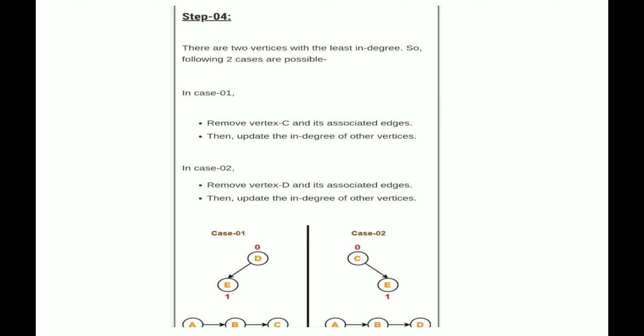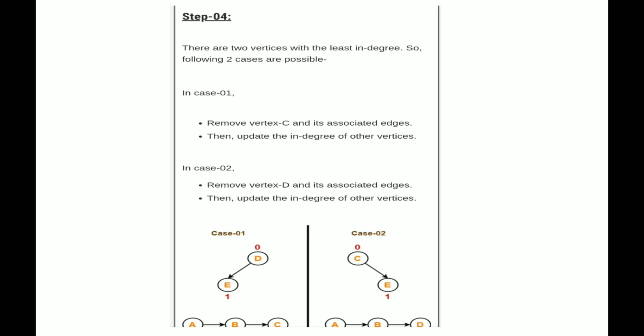In this presentation, I have demonstrated both. What happens if I delete C? What happens if I delete D? So in case number 1, I have removed C. In case number 2, I have removed D. Then in the bottom area, you observe the linear ordering of vertices. In case number 1, first we have removed A, then B, then C. In case number 2, first we have removed A, then B, then D.